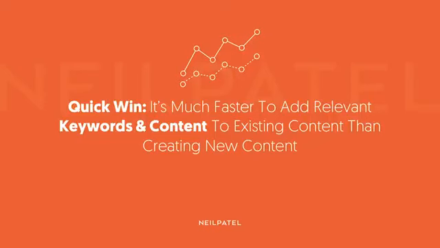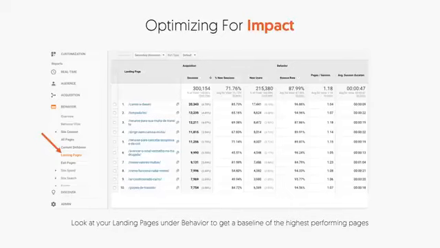So, a quick win: it's much easier and faster to add relevant keywords and content to existing content than it is to create new content. What I mean by that is it's easier to go to your old content that you already have on your website, modify it, add in new keywords that can generate you more traffic, and adjust it wherever you need to maximize your traffic. So how do you do that?